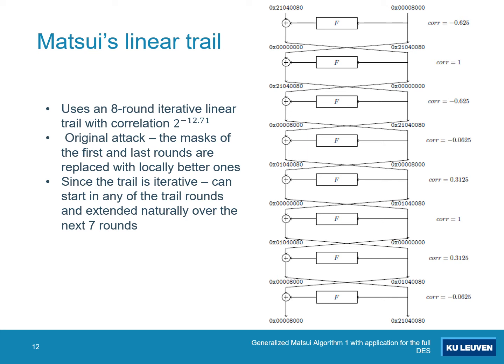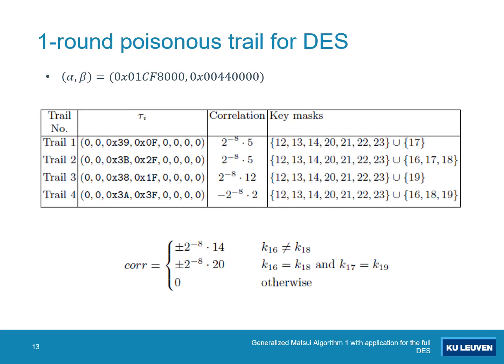Since the trail is iterative, we can start with any input mask and extend the trail naturally over the following 7 rounds. Note that we use such a twisted iterative linear trail in our work. In our research, we introduced a new 1-round poisonous linear trail for the f function of this.